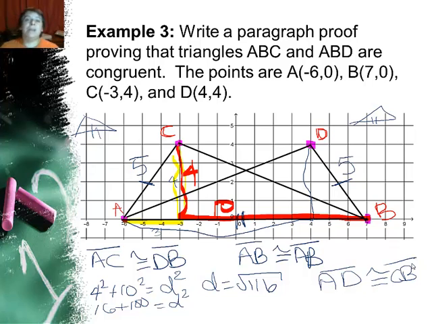And the reason I found out is I just used the Pythagorean theorem and found the length for both. So in your paragraph, I would say AD is congruent to CB because they have the same length, which is square root of 116. And you found that using the Pythagorean theorem. So that means we have a third side that's congruent, the CB and the DA. So now I can say both triangles are congruent using side, side, side.